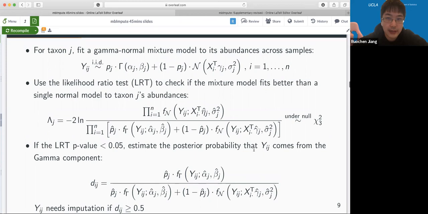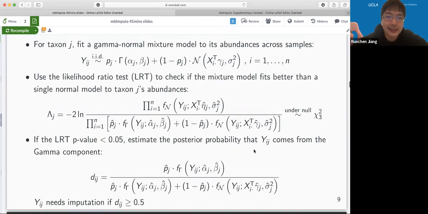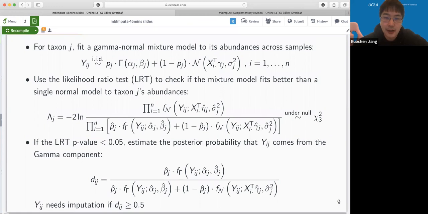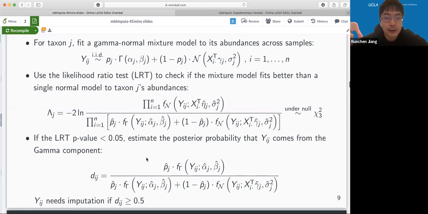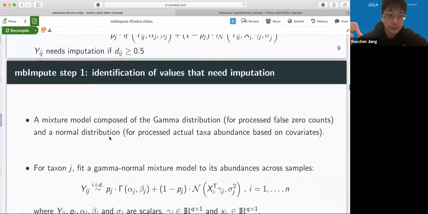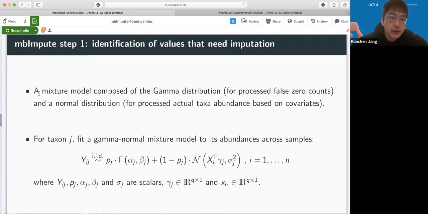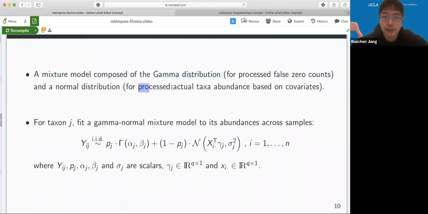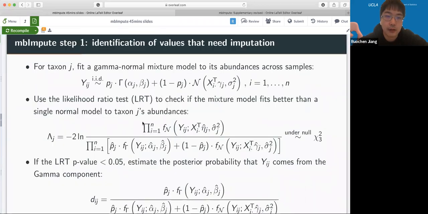Again, this seems kind of intimidating, and this is usually how we present our work to other people. But for the purpose of this seminar, I will explain each formula individually. First, we construct a mixture model composed of the gamma distribution for processed false zero counts and a normal distribution for processed actual taxa abundance based on covariates. For taxon j, we fit a gamma normal mixture model to its abundances across samples, and it looks like this. This is the first part over here.